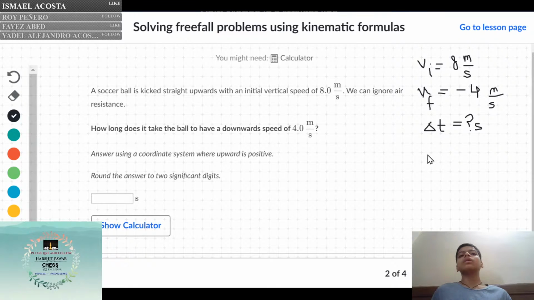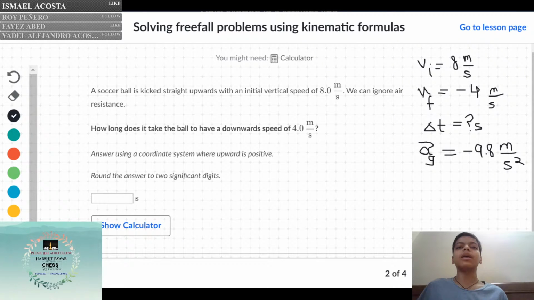We want to find the change in time, how many seconds. We also know the acceleration exerted by gravity is negative 9.8 meters per second squared. Let's see which kinematic formula has these. We know the initial velocity, the final velocity and the acceleration, and we want to find what time is equal to. So we can use this formula.